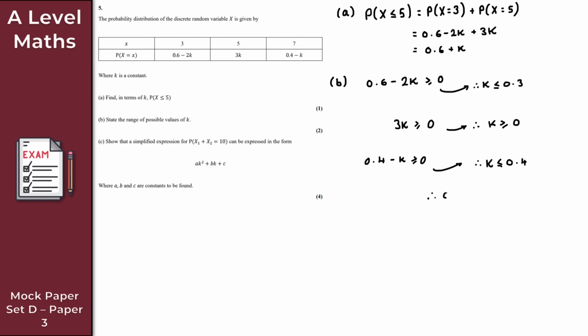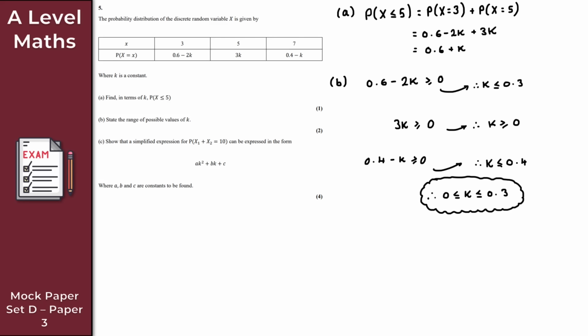between 0 and 0.3. And there we go. So let's put a bubble around this here just to indicate that this is our solution. There we go. That's the solution to part B.